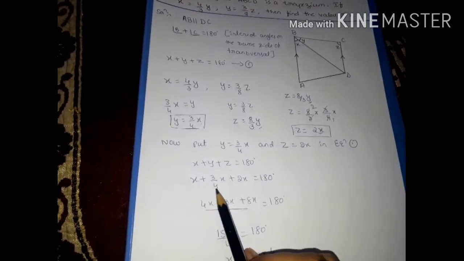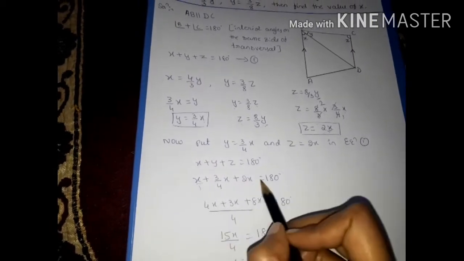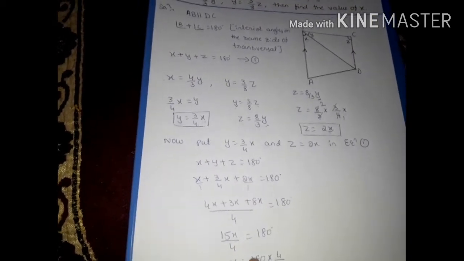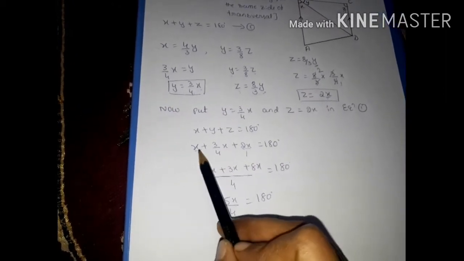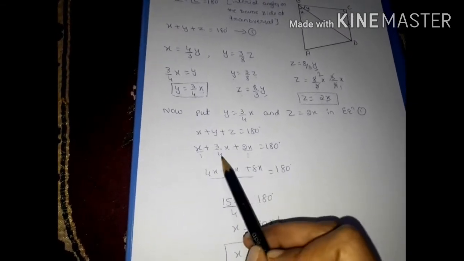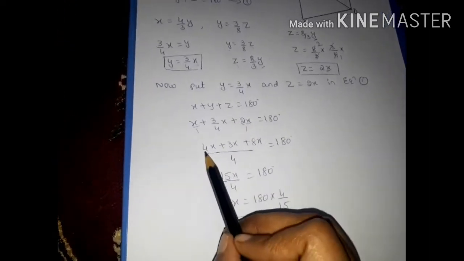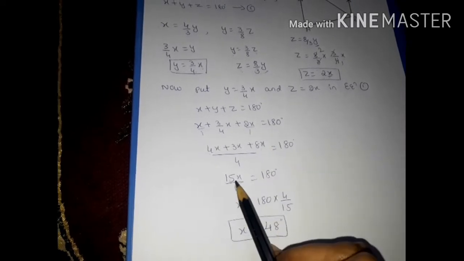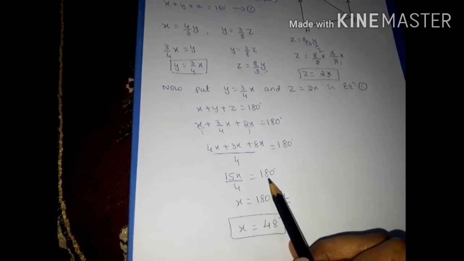Now take LCM. LCM is 4. Here you can consider x by 1, here also 2x by 1 for your calculation. After taking LCM, 4 into x, 4x, plus 3 into x, 3x, plus 4 2s are 8x, divided by 4 is equal to 180 degree. Here I just took LCM and multiplied for the numerator. 4x plus 3x plus 8x, we get in the numerator 15x divided by 4, right, is equal to 180 degree.